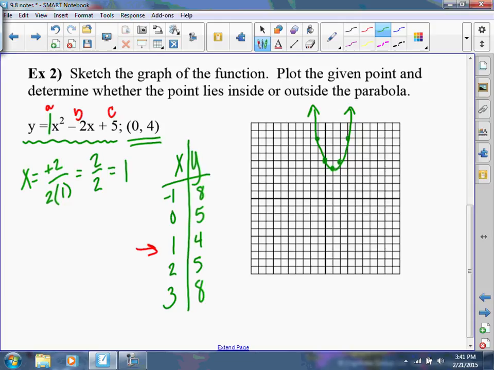But I do have to plot that point, that 0, 4. So 0, 4, 0, 1, 2, 3. Oh, it's really close, but 1, 4 is right there. Okay, and it says to determine if that point is inside or outside the parabola. Well, in order to be inside it, it would have to be inside the little bowl that's opening up. So this would be on the outside then.